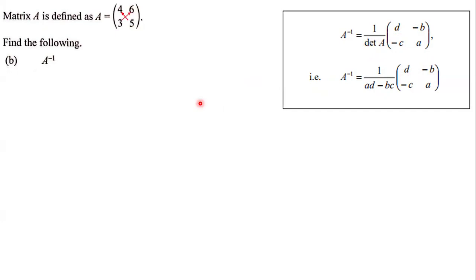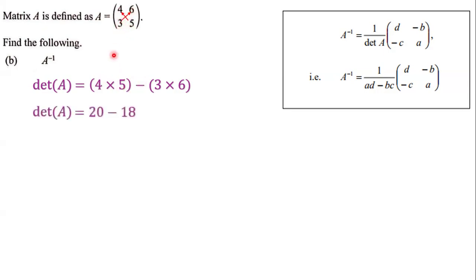Now, what is the determinant of A? Well, in order to find it, we have to do A times D minus B times C. What does that mean? We multiply 4 times 5, and we subtract 3 times 6. Now, what is 4 times 5? 4 times 5 is definitely 20, and 3 times 6 is 18. So that means the determinant of A is 20 minus 18, which is 2. So the determinant of A is 2.